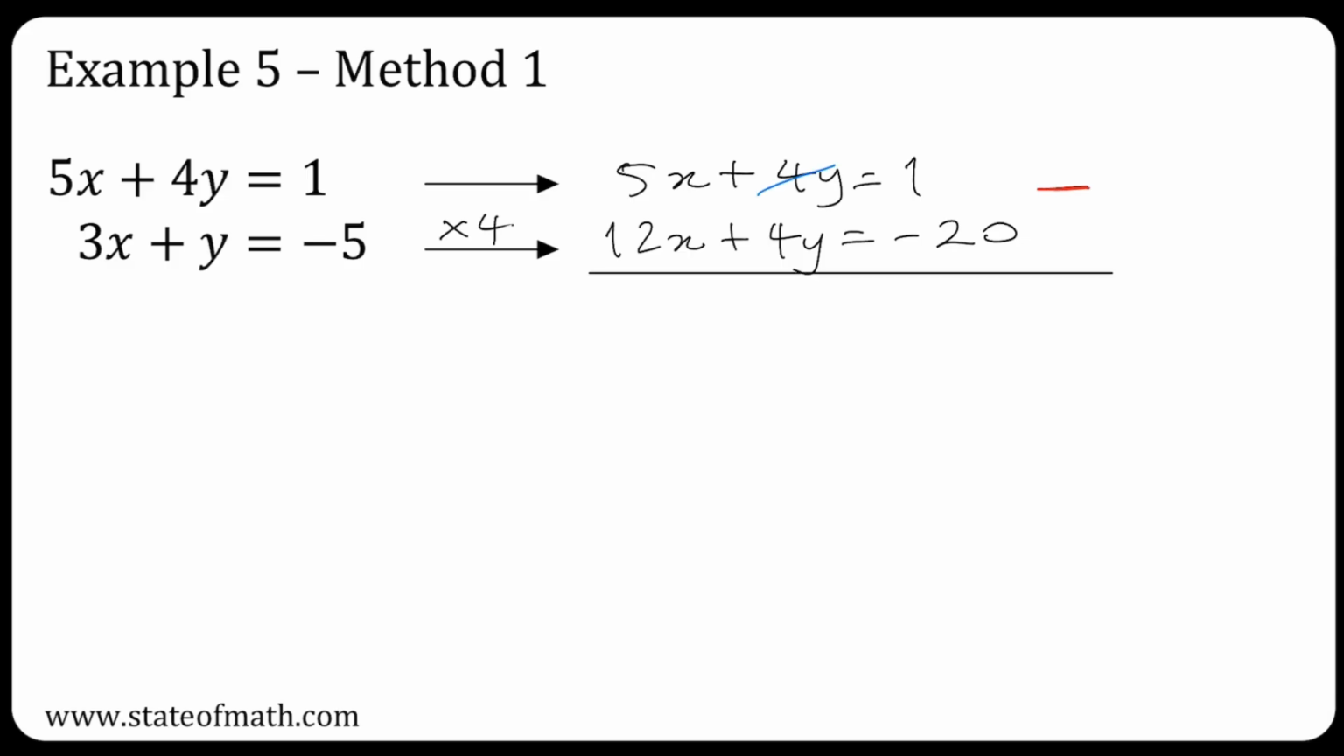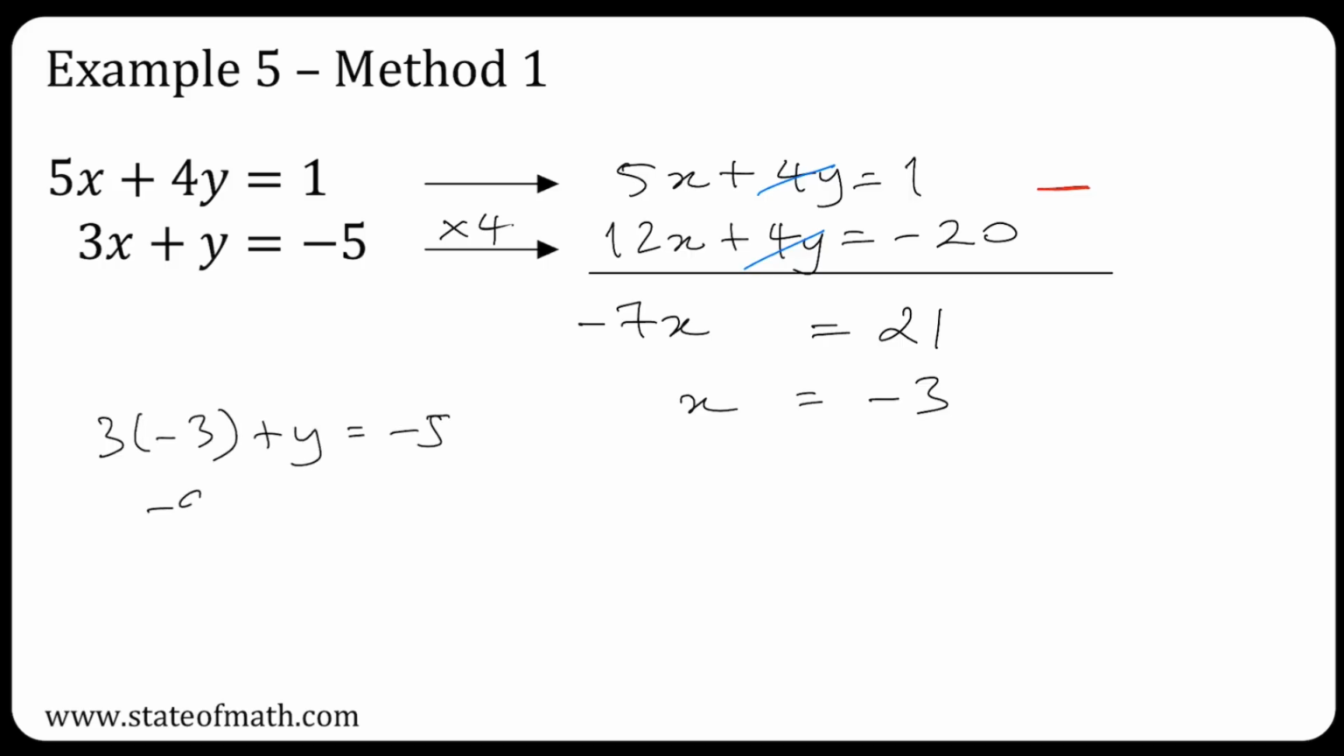Doing so, the 4y and the 4y will cancel out, and I'll get 5x minus 12x equals minus 7x. And on the right hand side, be careful, 1 minus minus 20 is positive 21, so x is equal to minus 3. Go to the second equation and replace x with minus 3. So 3 times minus 3 plus y is equal to minus 5. So minus 9 plus y is minus 5. y comes out to be 4. Final solution, x equals minus 3, y is equal to 4.